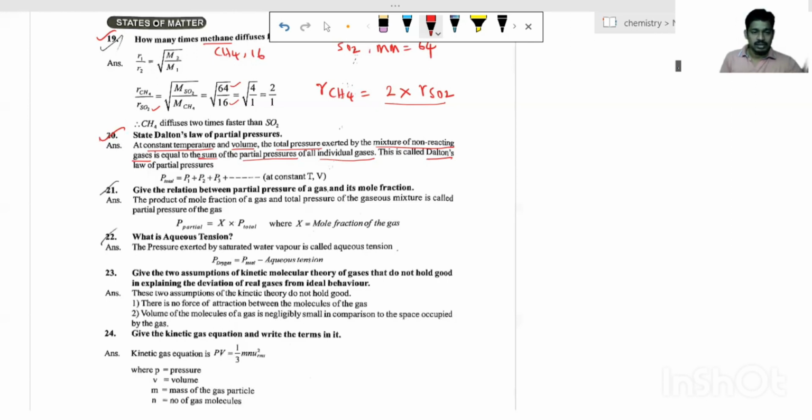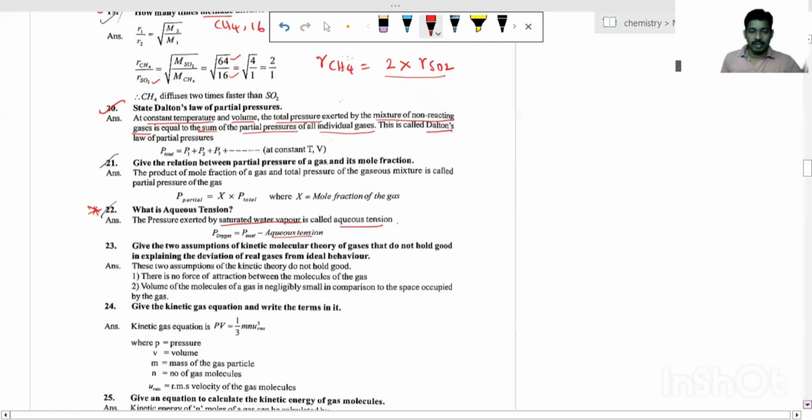Next, aqueous tension. The pressure exerted by saturated water vapor is simply called aqueous tension. So this we can write as pressure of dry gas is equal to pressure of moist gas minus aqueous tension. This is the formula for the pressure of the dry gas.